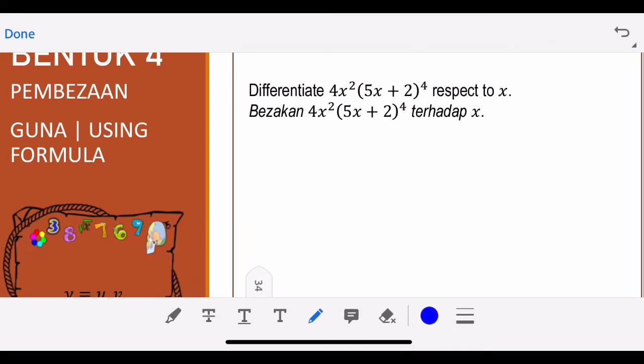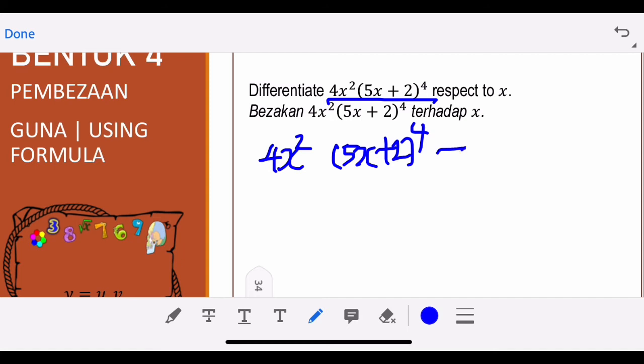So now I'm going to differentiate this one. They didn't give y, just differentiate. So we just copy 4x squared. You don't have to write dy/dx, in fact. Okay, just do d/dx. Okay, this one 5x plus 2, power 4, right? And put a plus, right? Okay, now you just copy 4x squared. Then this one you just copy 5x plus 2, power 4.